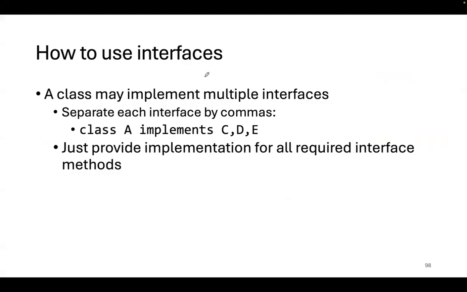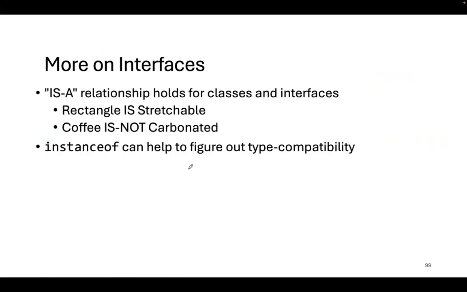You can have multiple ones if you want, just separate them by commas, and then you just provide all of the implementation. And that relationship holds. So coffee isn't carbonated, but Sprite is carbonated, right? So as you're drawing that diagram, you can draw interfaces to help you out with that.